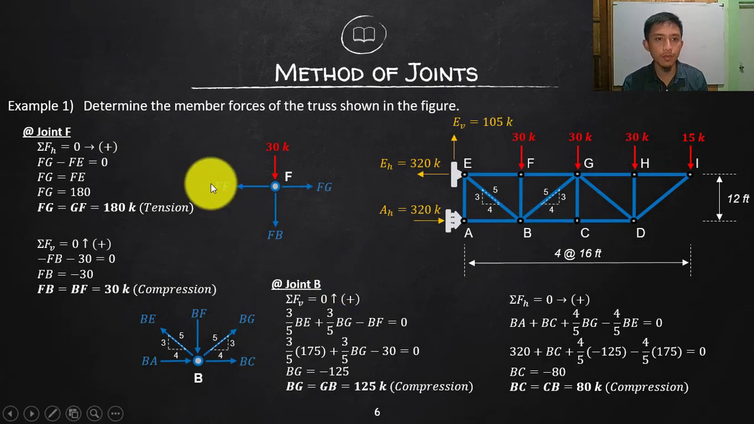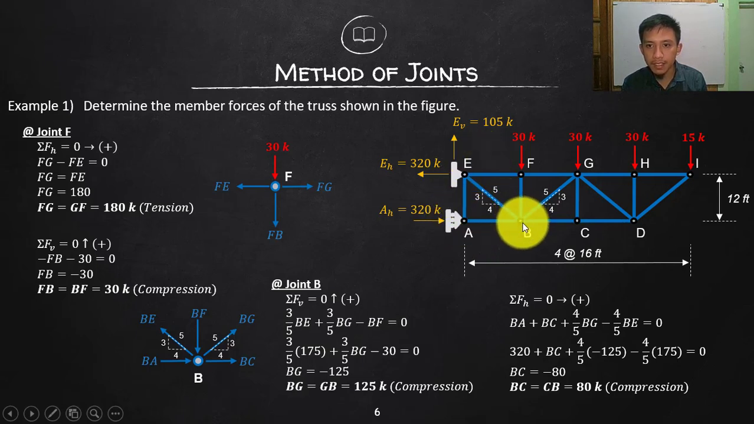Now let's proceed with the next joint. Okay, I already completed joint A and joint E. So I already calculated all of these 1, 2, 3, 4 members. If I move here, again, the same thing. I only know these 2. There are 3. So I cannot yet proceed to B unless I first pass through F, so that I will be solving this member. So I will start with F.